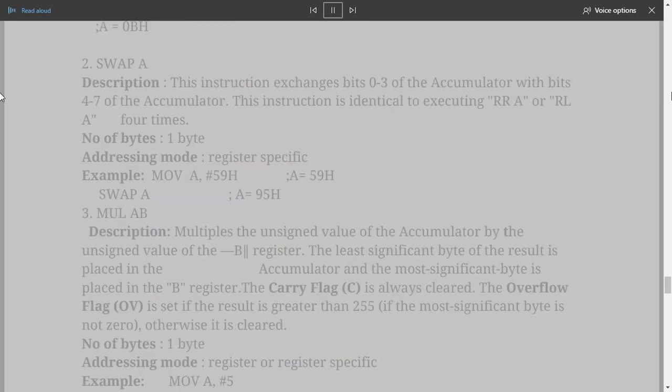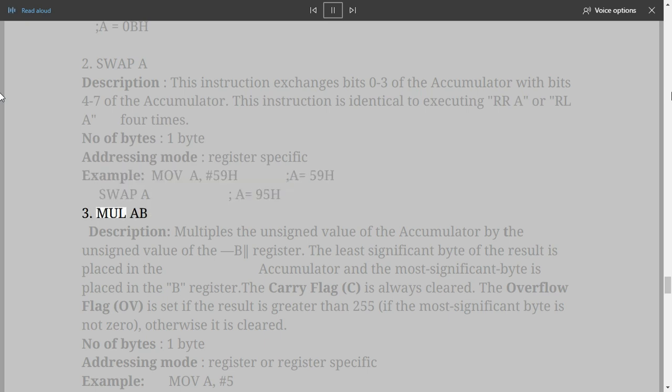2. SWAP A. Description: this instruction exchanges bits 0 to 3 of the accumulator with bits 4 to 7 of the accumulator. This instruction is identical to executing RR A or RL A 4 times. No. of bytes: 1 byte. Addressing mode: register specific. Example: MOV A, #59H, A equals 59H. SWAP A, A equals 95H.